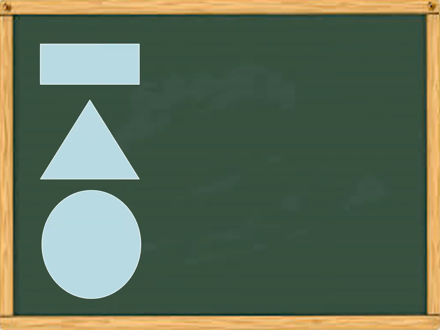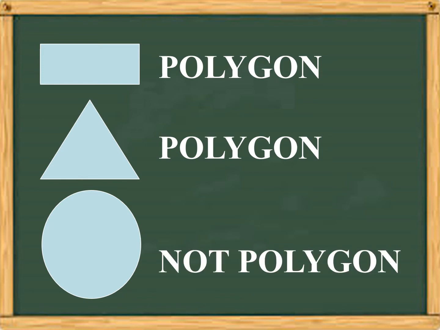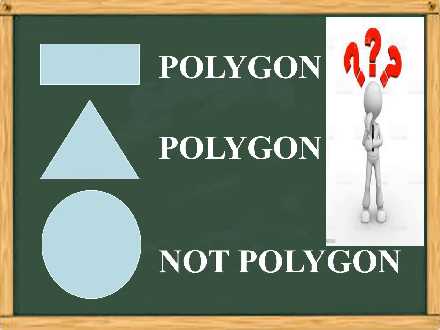Kanina we have rectangle, triangle, and circle. So rectangle is a polygon, triangle is a polygon, but circle is not a polygon, ano kaya ang polygon? Paano natin malalaman kung ang figure ba ay polygon? So now, let's define polygon.